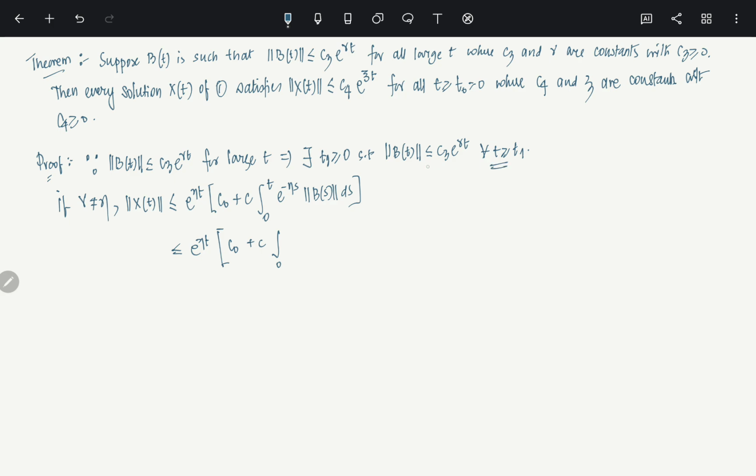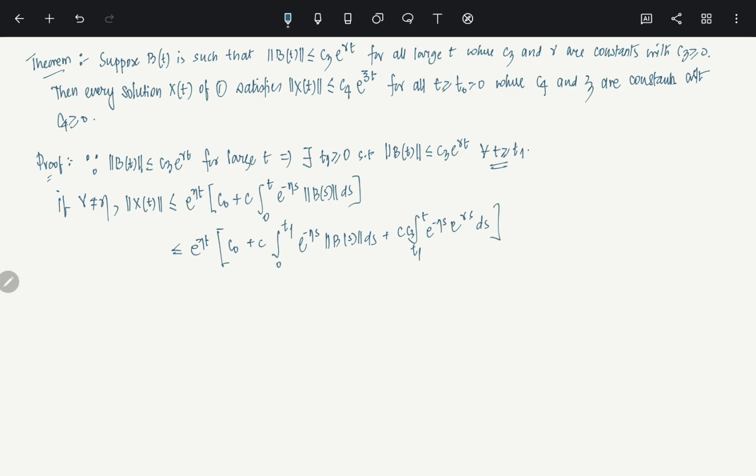For t greater than or equal to t1, I have a bound on b, so I have to use it. So I will divide this part into 0 to t1 and t1 to t, right? It is e to the power minus eta s norm of b of s ds, plus C times the integral from t1 to t of e to the power minus eta s. Norm of bs is nothing but c3 times e to the power gamma s. I'm just replacing it.